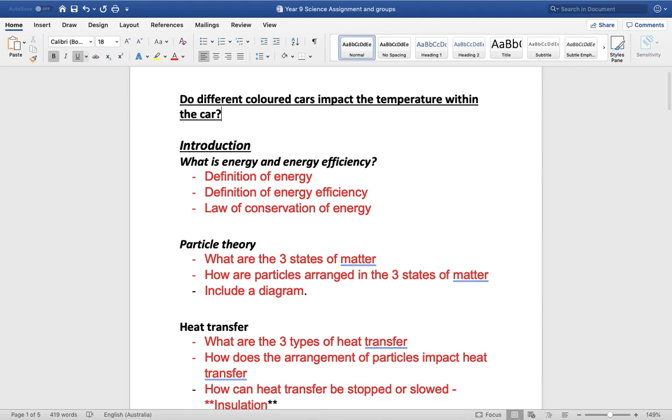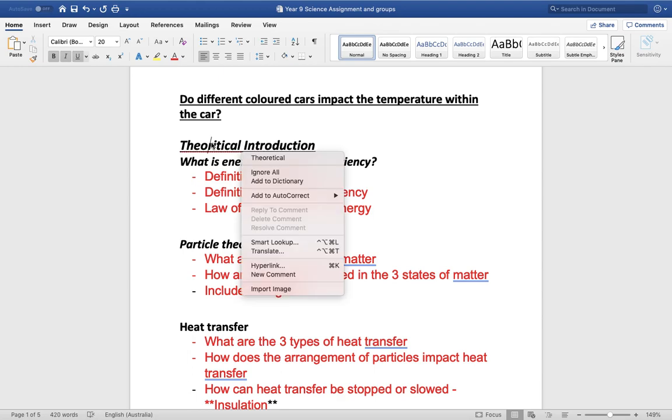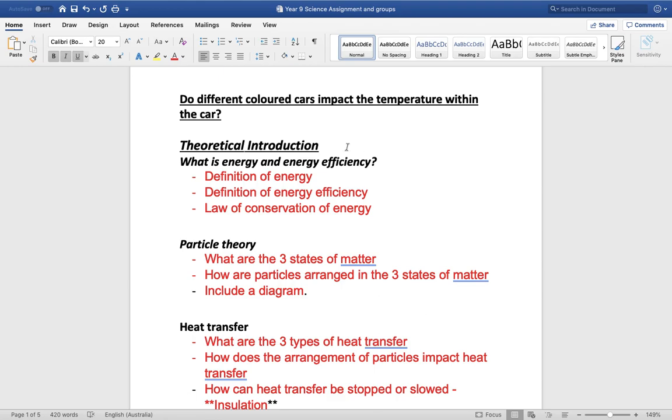Now, I did go through this before in class, and I talked about how there's actually three parts to your assignment. The first bit is your introduction, and it's actually the theoretical introduction. Okay, so the theoretical introduction includes all these subheadings.